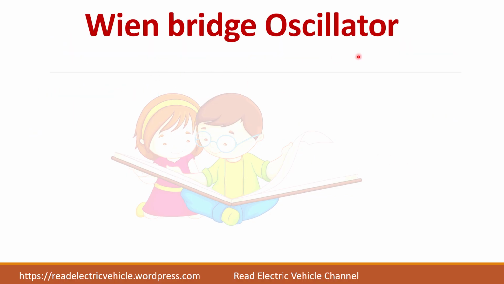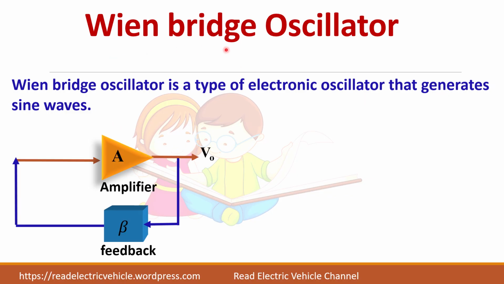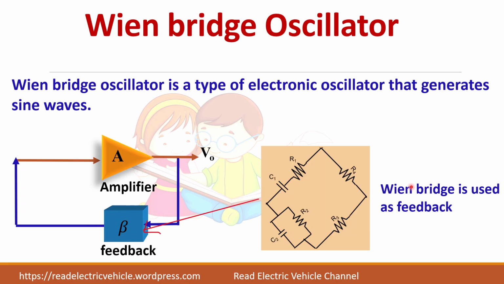What is a Wien bridge oscillator? It is a type of electronic oscillator that generates sine waves. Why is it called Wien bridge oscillator? Because in this the feedback circuit consists of a Wien bridge. So what is Wien bridge? Similar to the Wheatstone bridge, Wien bridge is also a circuit used to measure the capacitance in terms of frequency. So here in this Wien bridge oscillator, this Wien bridge is used as a feedback circuit.